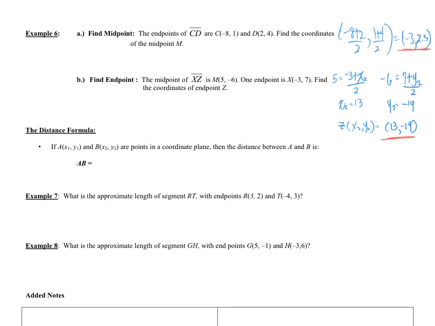Now we have the distance formula. If point A, defined by x1, y1, and point B, defined by x2, y2, are points in a coordinate plane, then the distance between A and B is defined by this following formula.